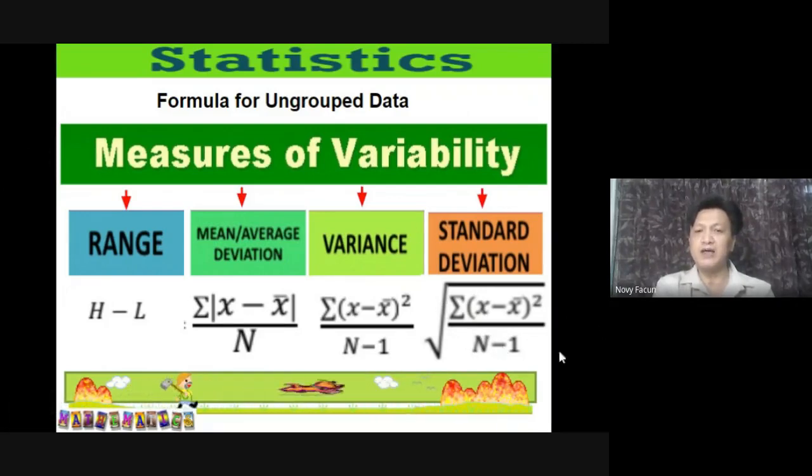n minus 1. Okay, ganun lang kung paano natin i-apply ang bawat isang measure of variability, yung range, mean deviation, variance, standard deviation.